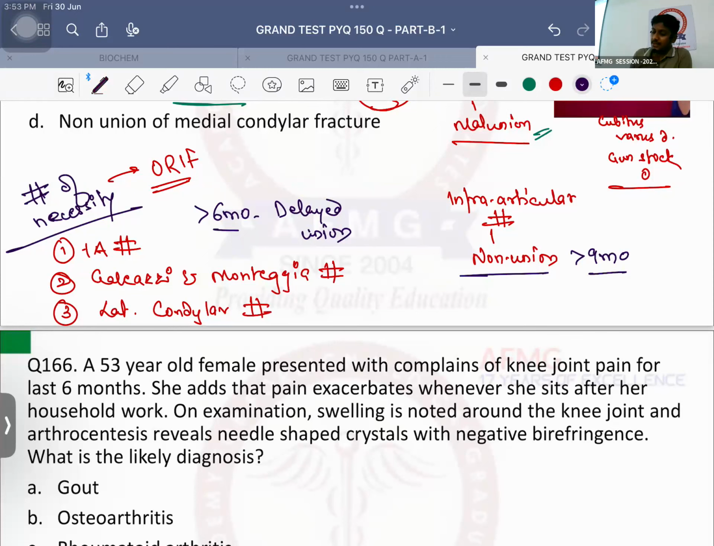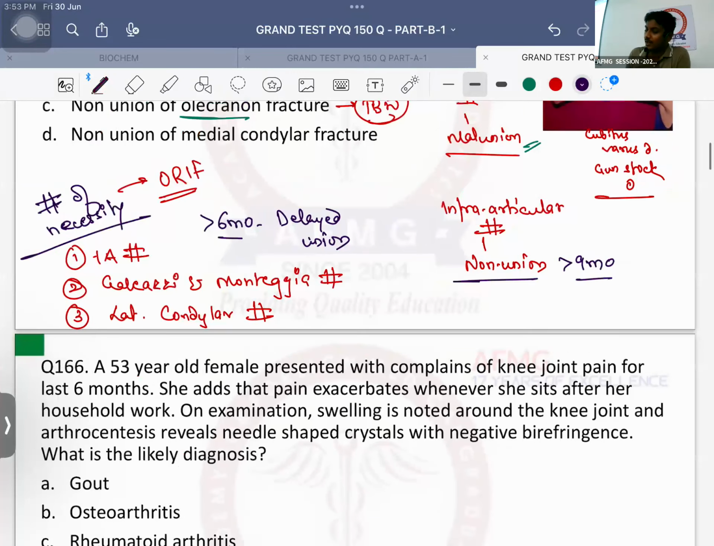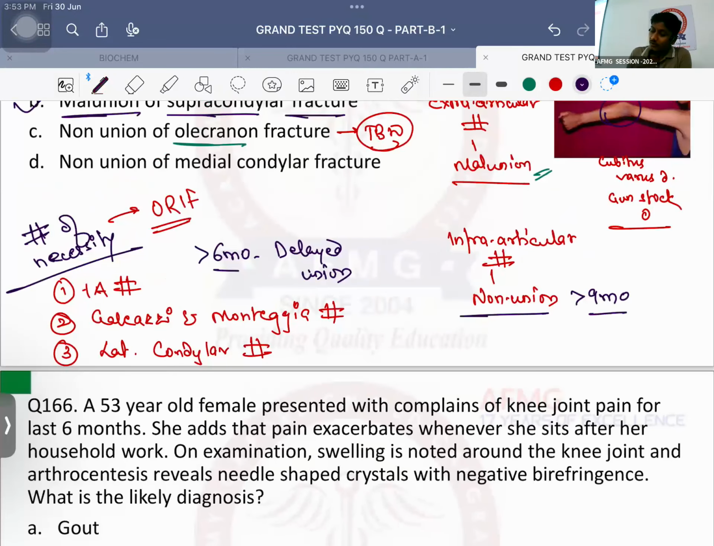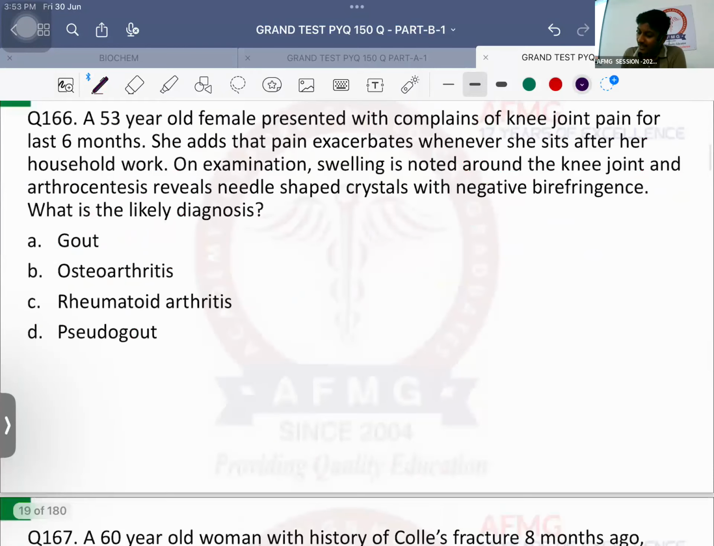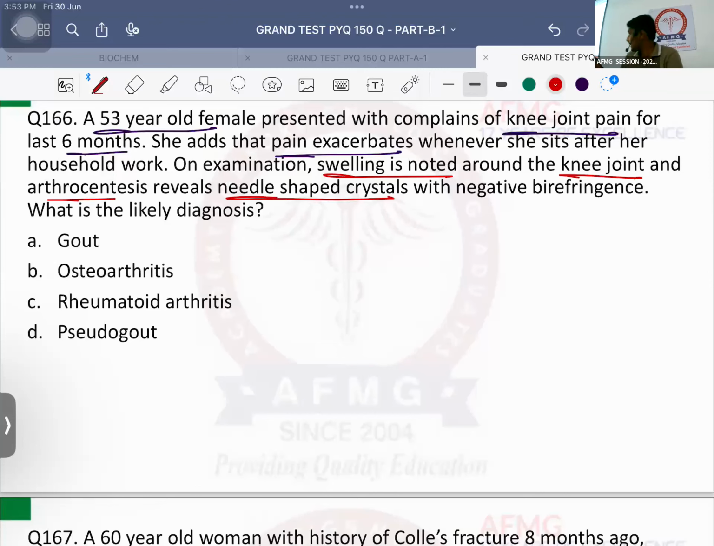Next question number 166. A 53-year-old female presented with complaints of knee joint pain for the last 6 months. She adds that pain exacerbates whenever she sits after her household work usually. On examination, swelling is noted around the knee joint and arthrocentesis reveals needle-shaped crystals with negative birefringence. What is the likely diagnosis?